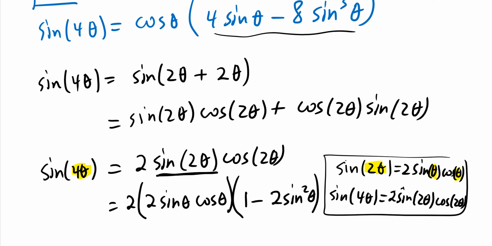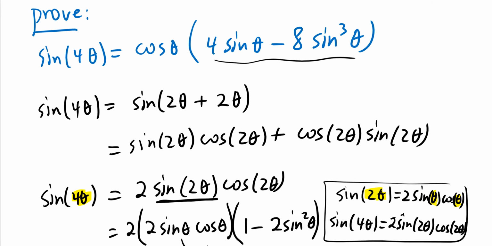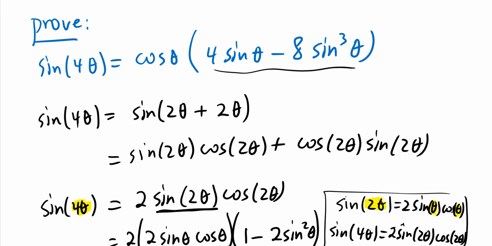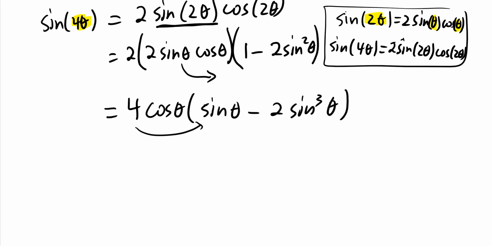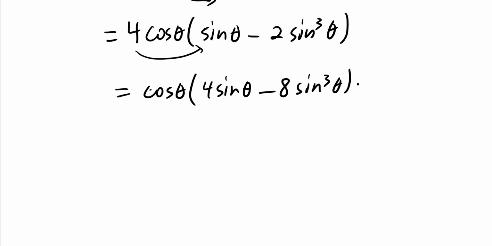I need cosine outside, right? So let's keep cosine outside and distribute this sine inside. So that gives me sine theta minus 2 sine cubed theta. Is it done? Well, I don't have 4 in the front, so I need to multiply this 4 inside. So cosine theta stays out: 4 sine theta minus 8 sine cubed theta. And that takes care of it. So that's what I was looking to prove. So that was one about using the double angle formula in identities.